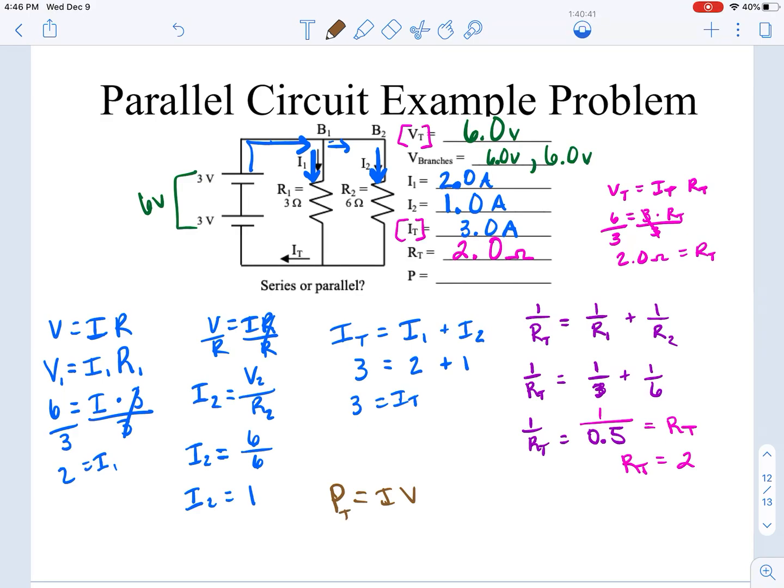So if we're calculating the total power, they didn't tell me a specific location, so I just made the executive decision. We're calculating the total power here for this entire circuit. So that's going to be my total current and my total voltage. You have to always use all totals if that's what you are calculating. So my total current, we said, was 3 amps, and my total voltage is 6 volts. So 6 times 3 is 18. So the total power for this circuit is 18 watts.